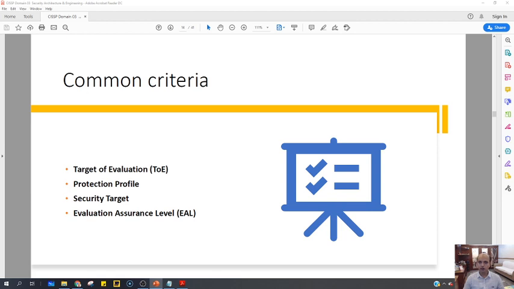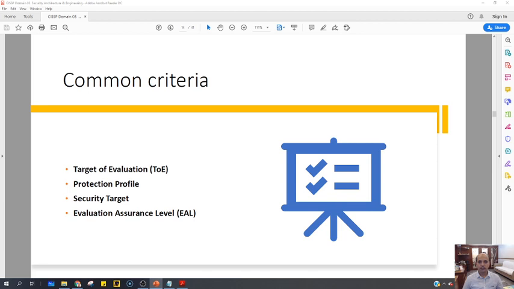Some of the countries have already implemented Common Criteria. Some of the countries are in the process of implementing it. So this is the current standard using which we evaluate products. And these standards have some basic terms to understand. These are target of evaluation, protection profile, security target, and evaluation assurance level. The target of evaluation means the system or product that is being evaluated. We call it the target of evaluation.